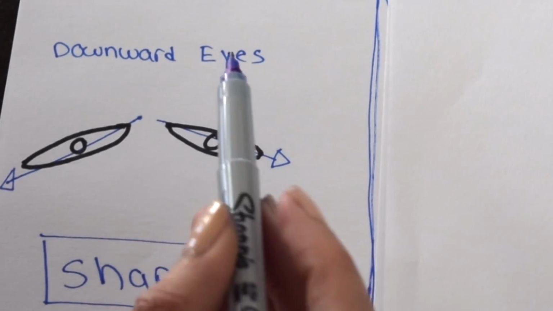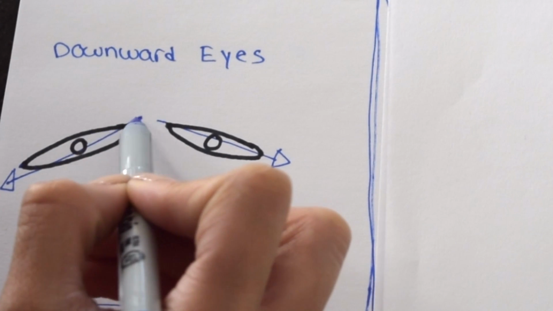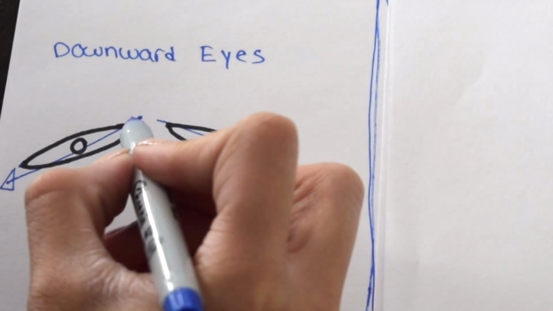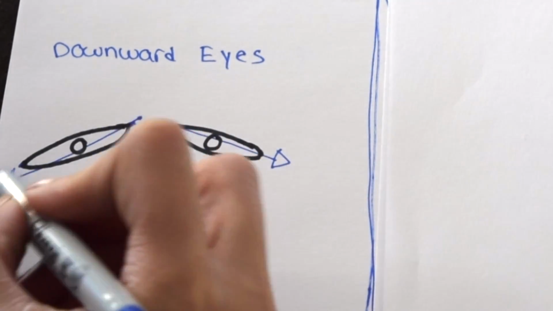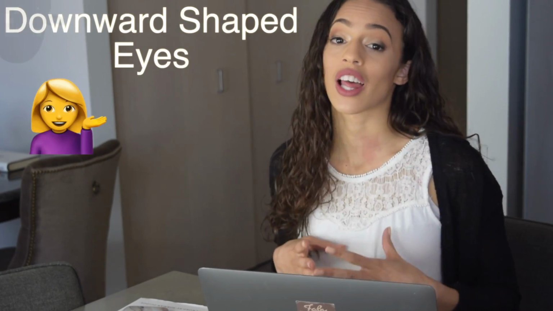Now for the downward eyes, you want to make sure that the inner corner and outer corner slant downwards. Like that. Downward eyes are a very tricky one because sometimes you want to do something different, but at the end of the day, I would only go with a doll eye design. Why? Because with a downward eye, the inner corners are actually higher up than the outer corners.